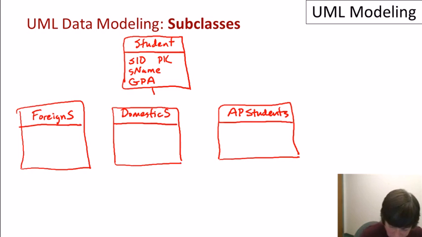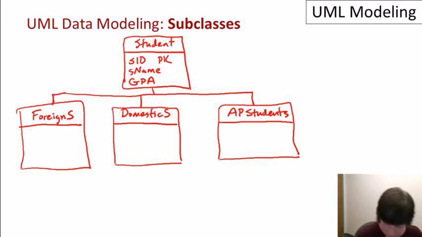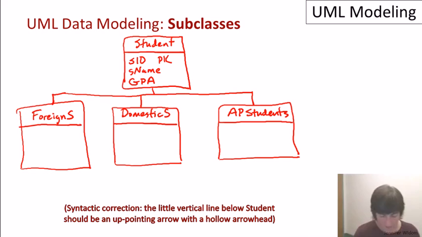So we're going to make student be a superclass here, and this is how we draw it, with three subclasses here for foreign student, domestic student, and AP students. And we'll say that foreign students have, in addition to a student ID, a student name, and GPA, a country that they come from.